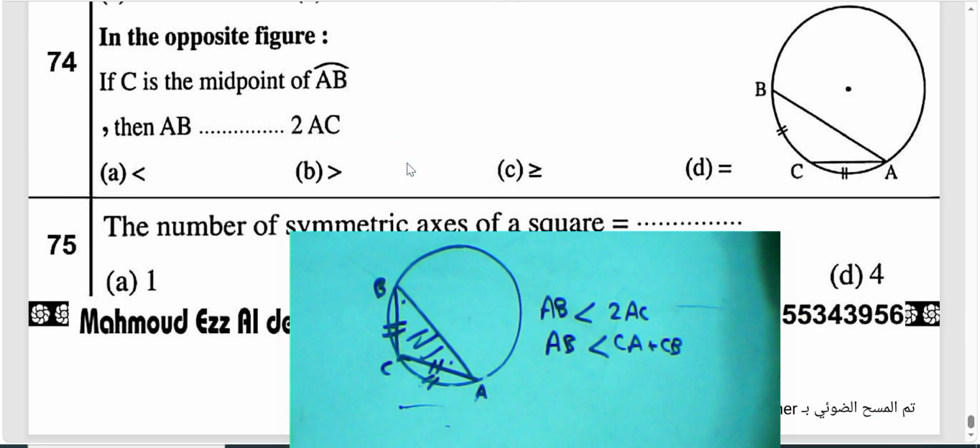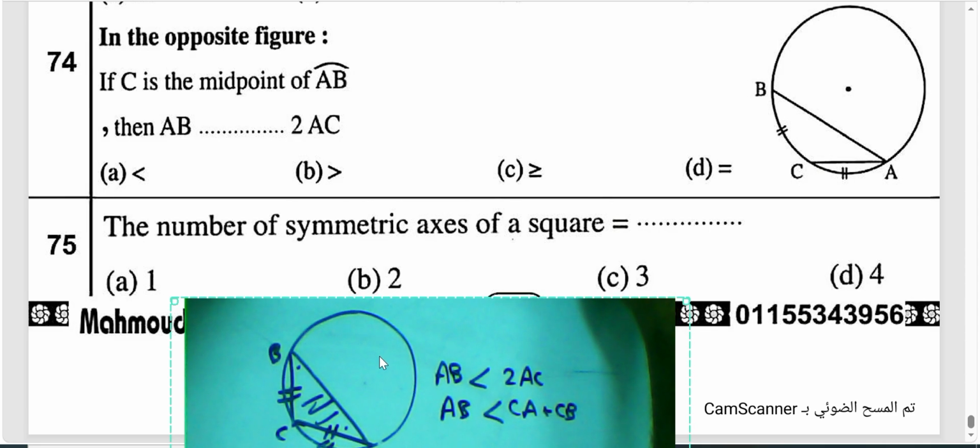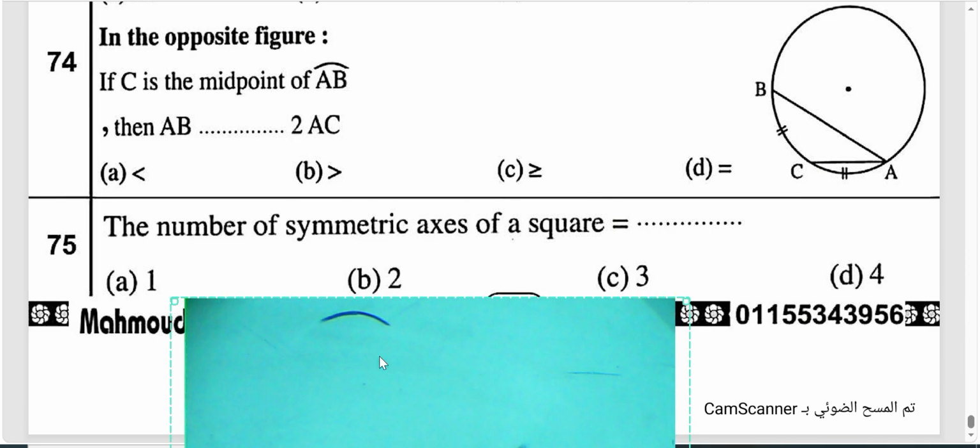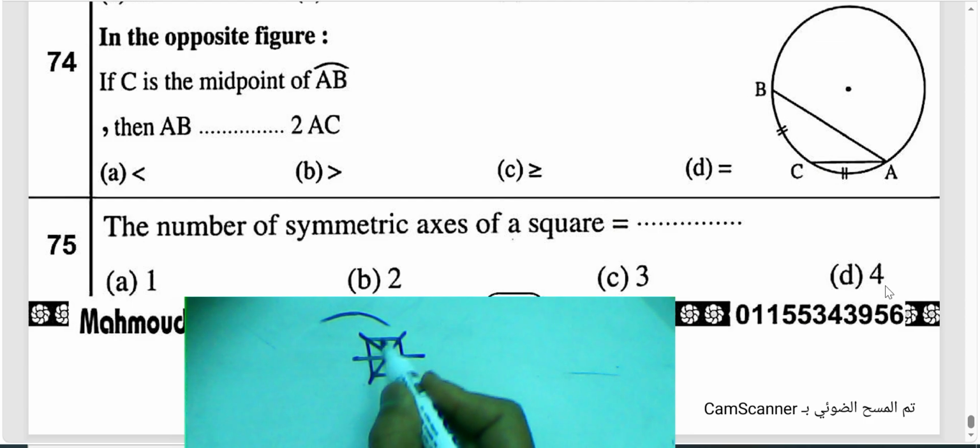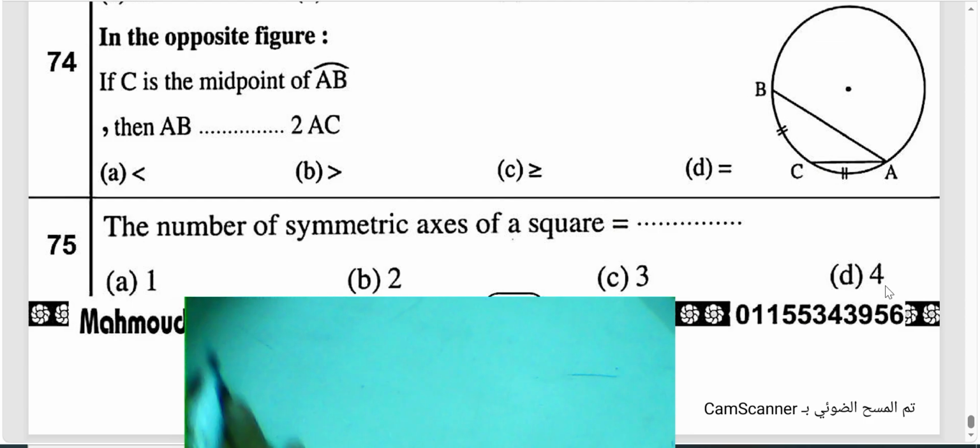Last question, 75. The number of symmetry axes of a square. A square has 4 axes of symmetry: 1, 2, 3, and 4. Okay, 4 axes of symmetry. Choose the 30. Last question.